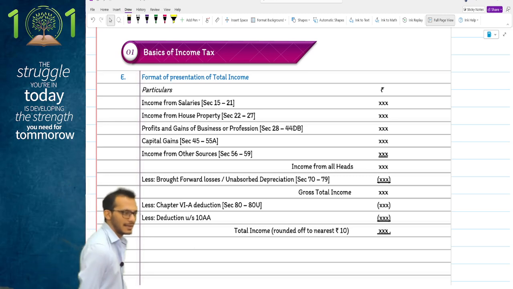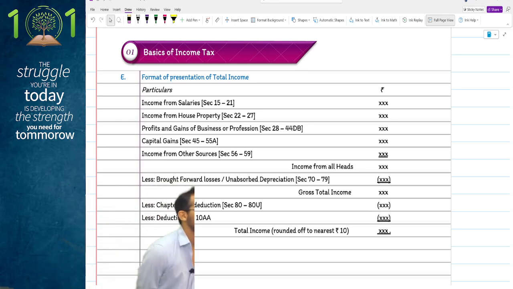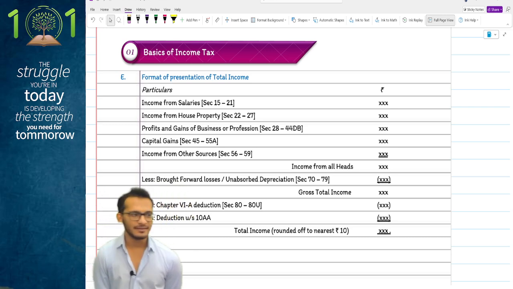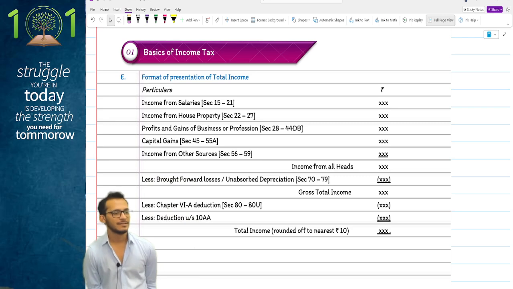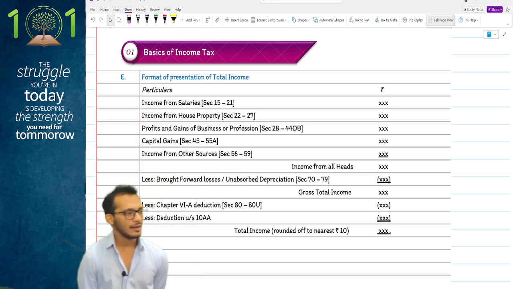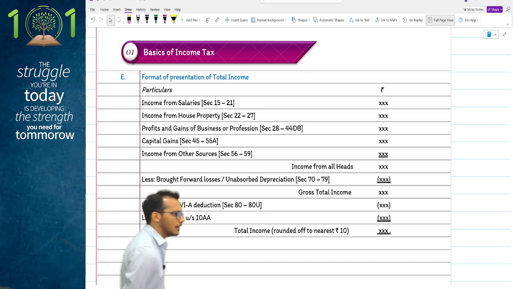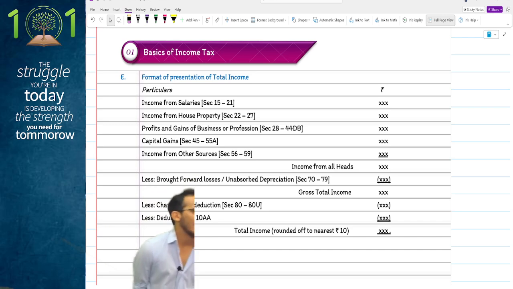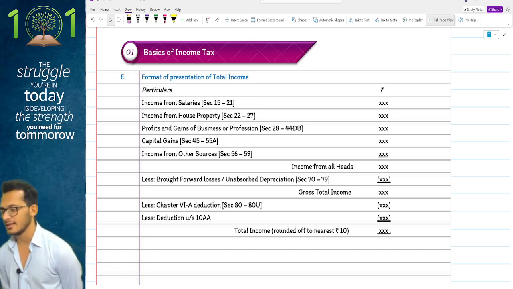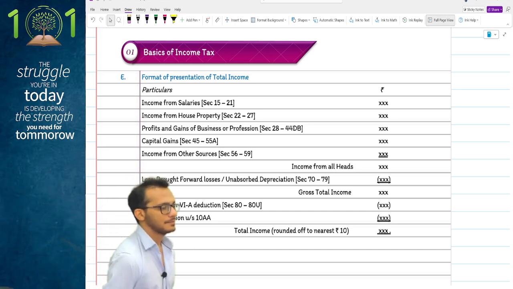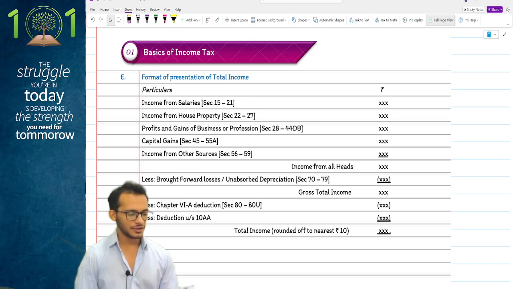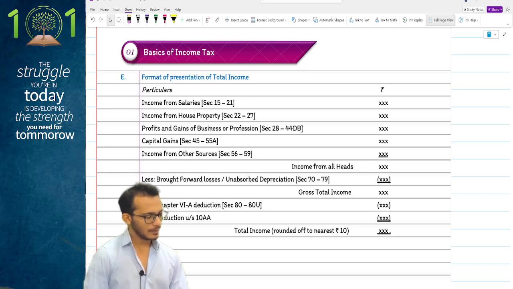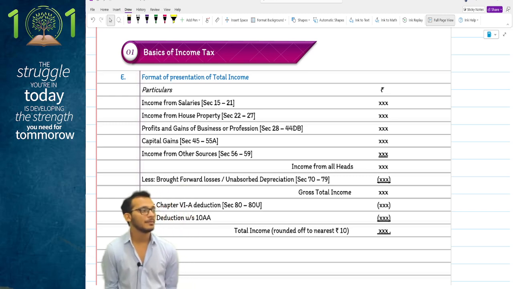Step number 10. Compute tax under MAT or AMT. Step number 11. Compute tax under special tax regime. Done. Next, step number 12.